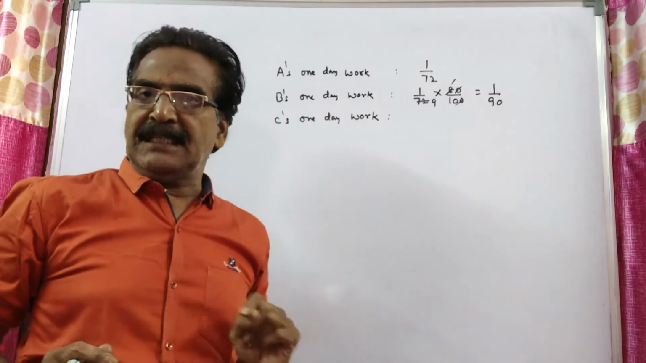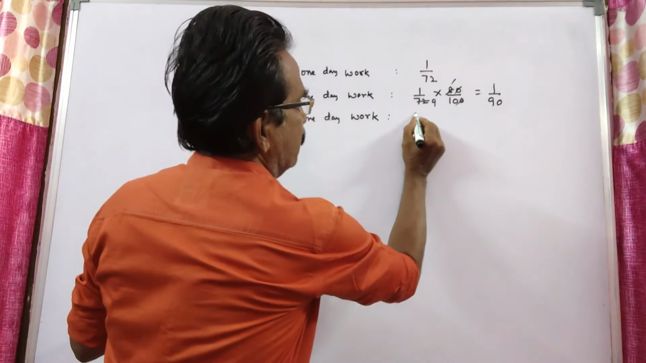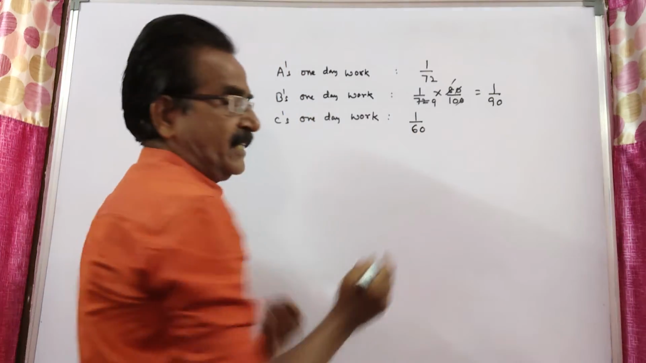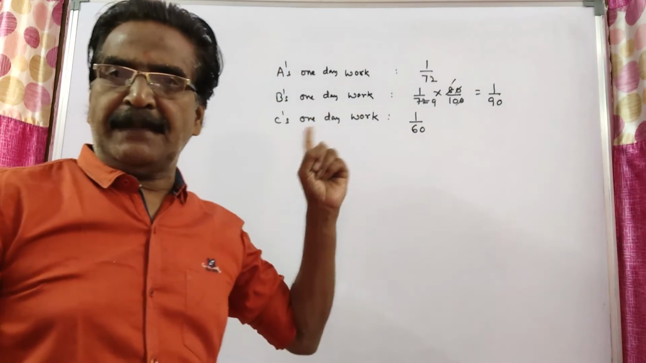Whereas C can complete the work in 60 days. That means C's one day work is 1 by 60.